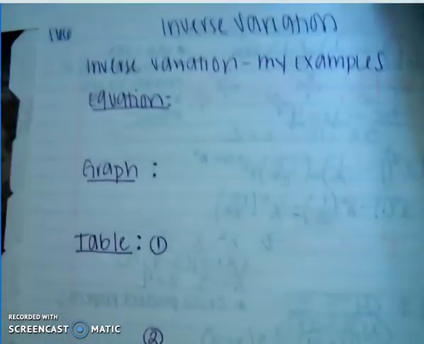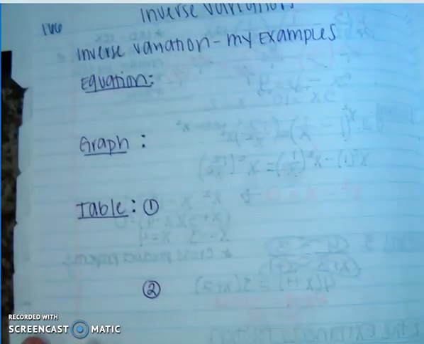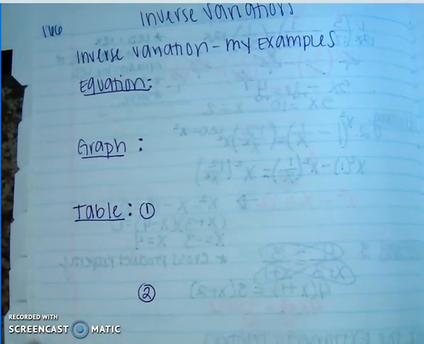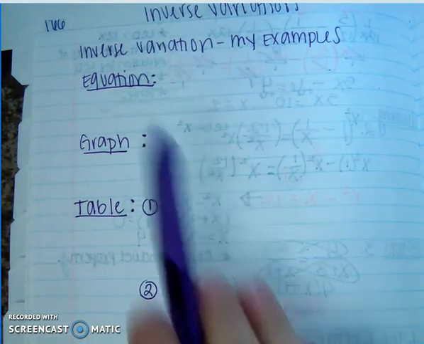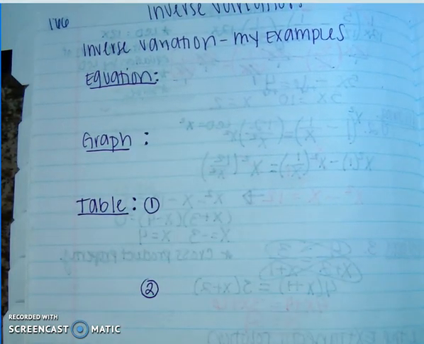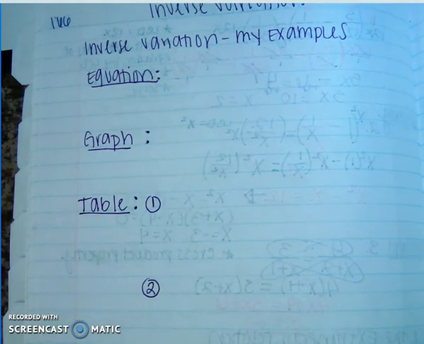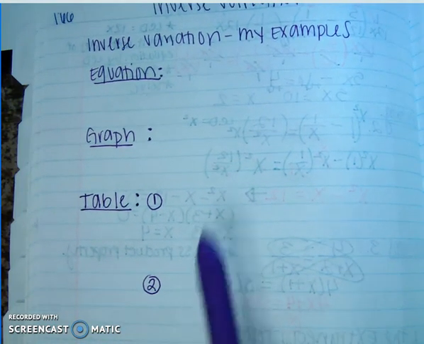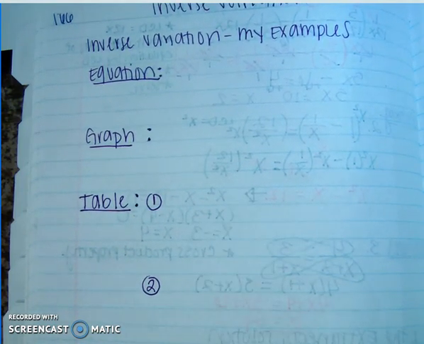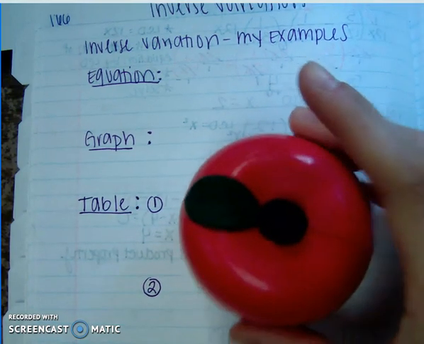Now, what I want you to do on your left-hand page is create your own examples of inverse variation. I want you to create your own equation, putting in numbers, okay? I want you to sketch a graph, and I want you to give me two different tables that have an inverse variation. The code word for this lesson is apple.